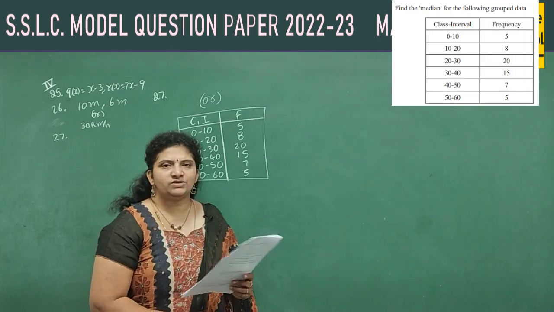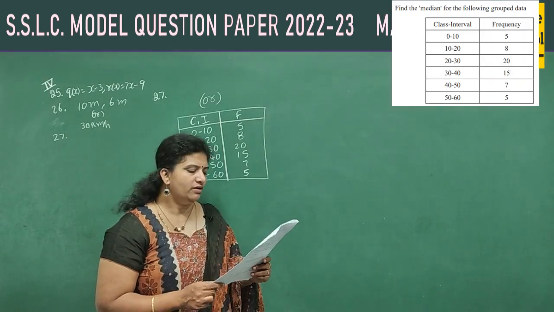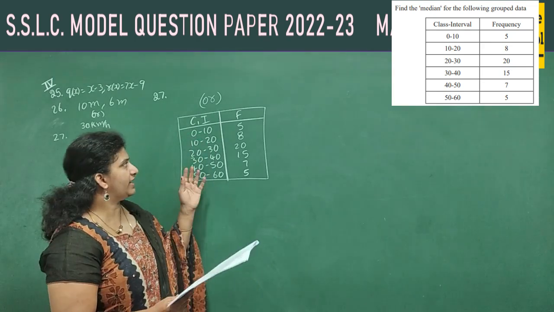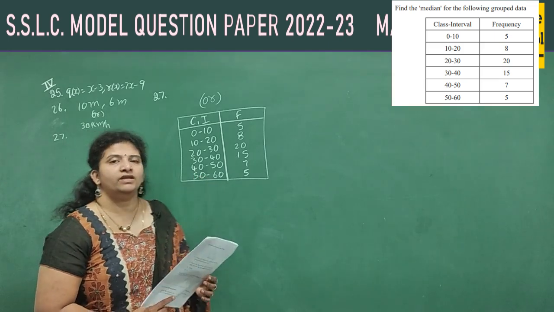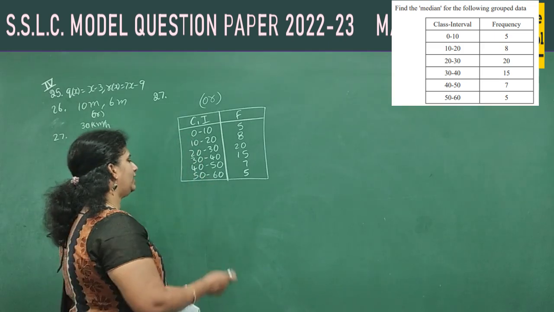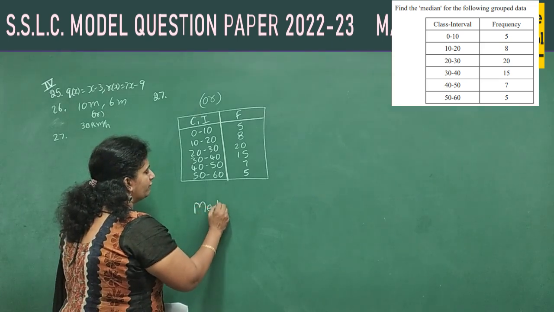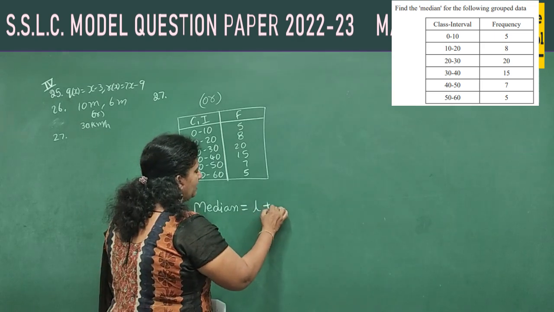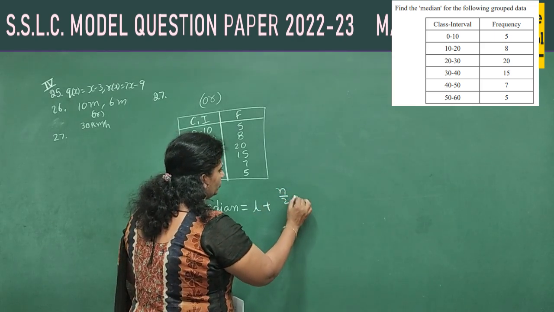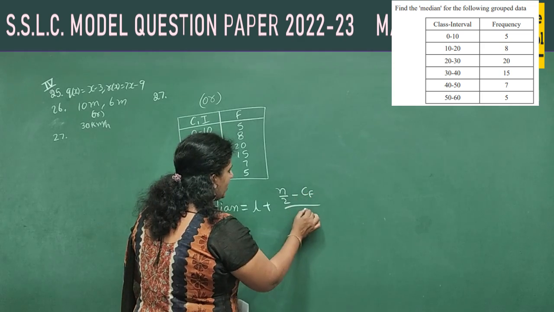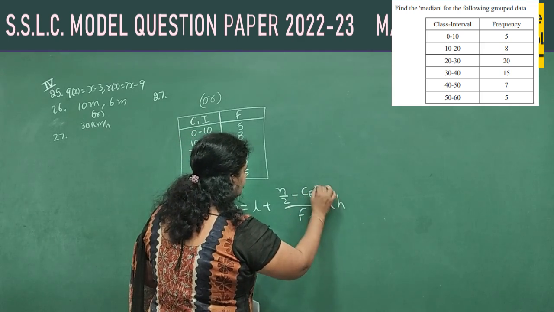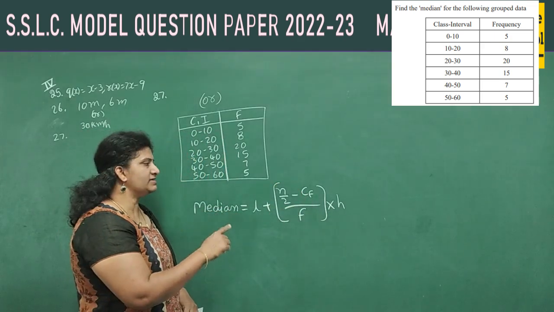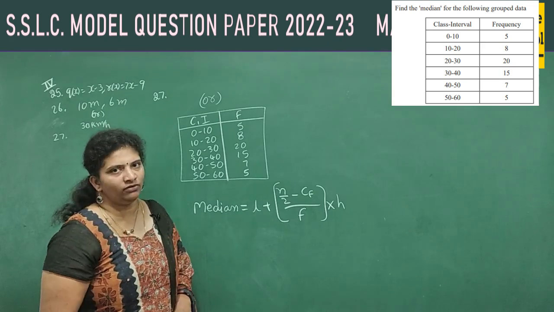Right? In this 27 you have one more odd problem. Find the median for the following group data. Class interval and frequency. You can see the data given here. We need to calculate median. Median, we remember a formula. What is that? Median is equal to L plus n by 2 minus CF by F into H. So this is your median formula.